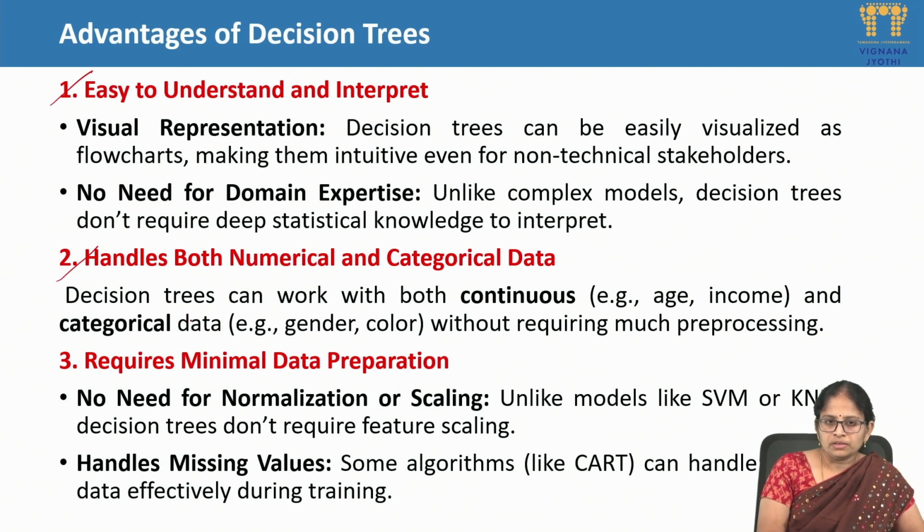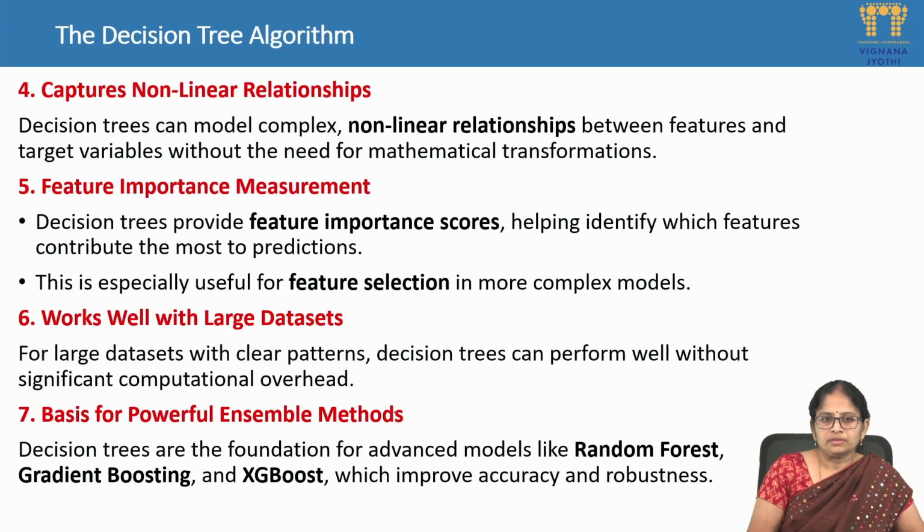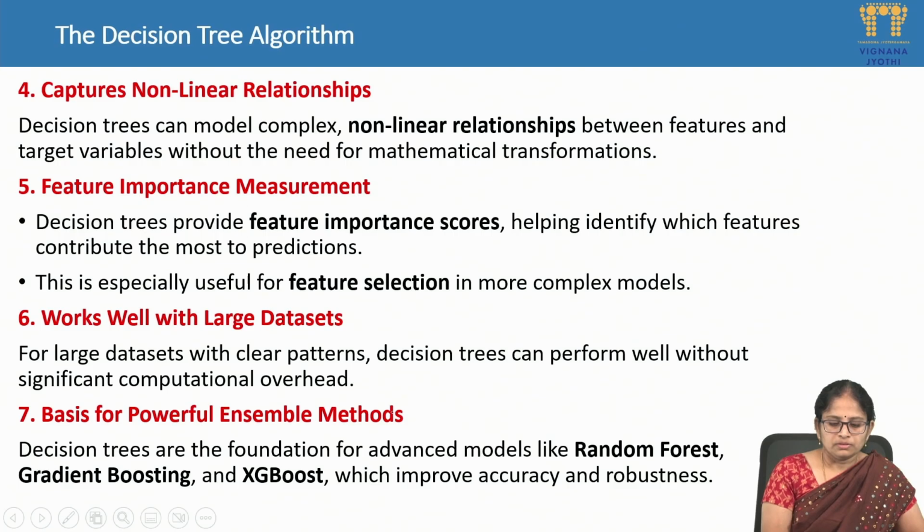It works both for continuous and categorical attributes. It requires minimal data preparation. There is no need for normalization or encoding or handling the missing values in the case of a decision tree algorithm, because the tree itself handles the noise in the dataset. Next, it captures nonlinear relationships between the features and the target variable without any mathematical transformations.